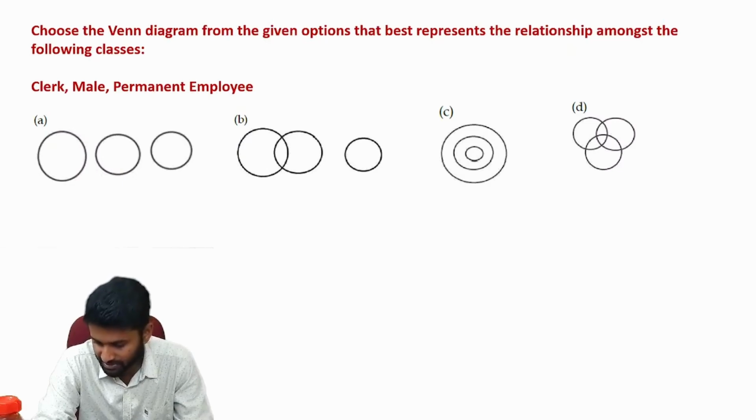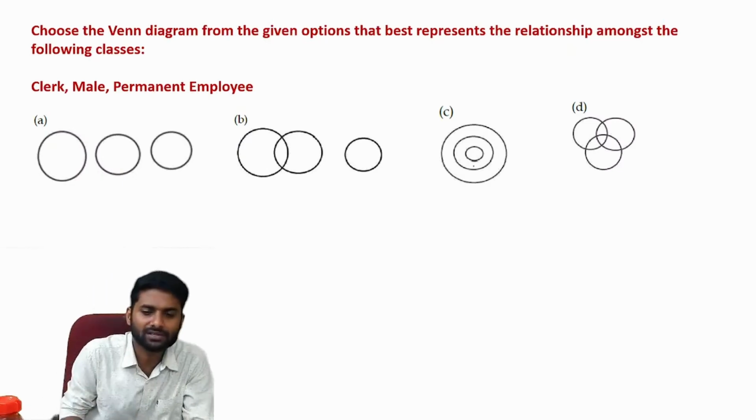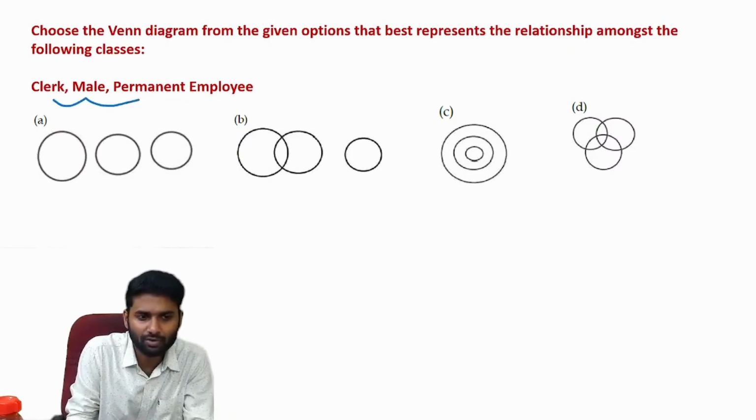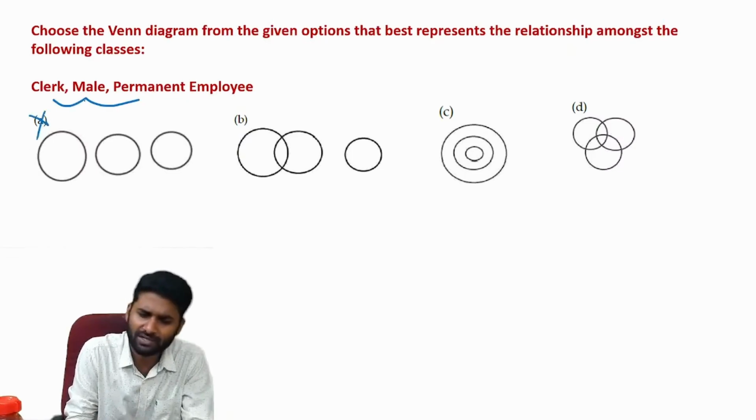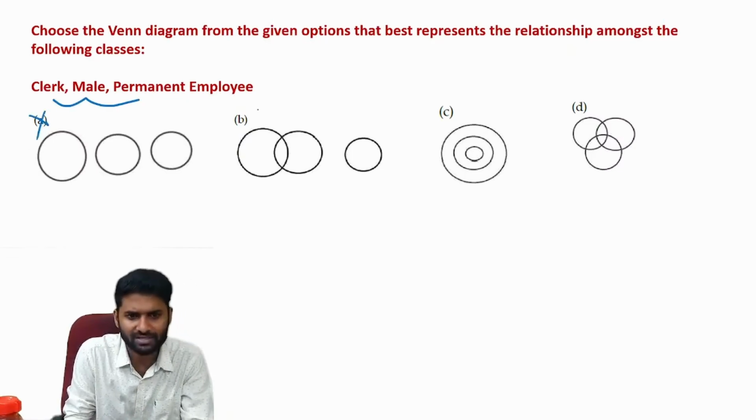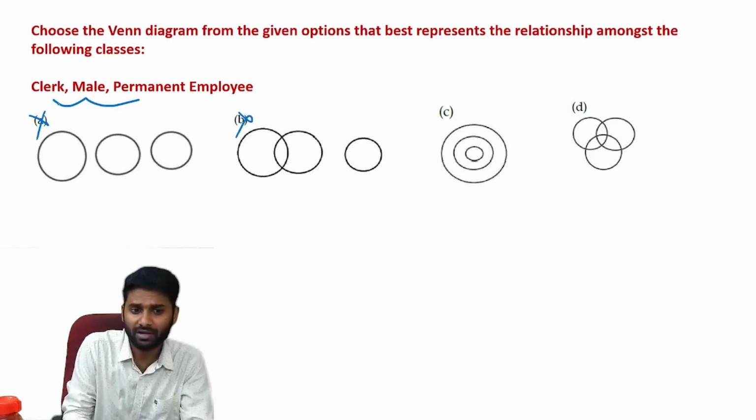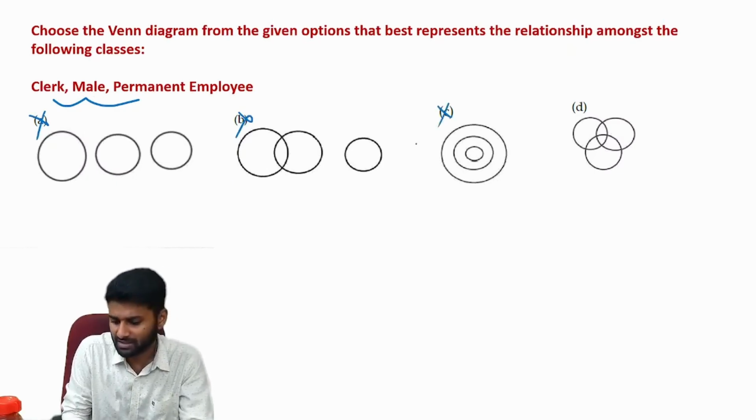So here, Ashrita says D. Very good. See, we have some intersections. We cannot see a relation among these three. That's why this is not possible. There is a relation among all the three elements. That's why B is not possible. But we cannot conclude that all clerks are male, or all males are clerks. So we cannot conclude one inside the other.